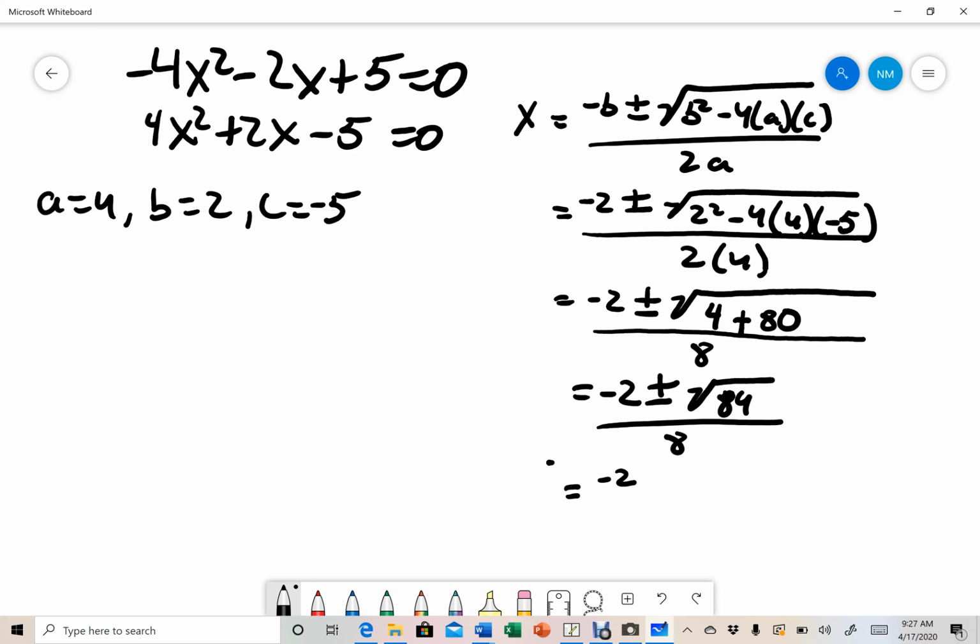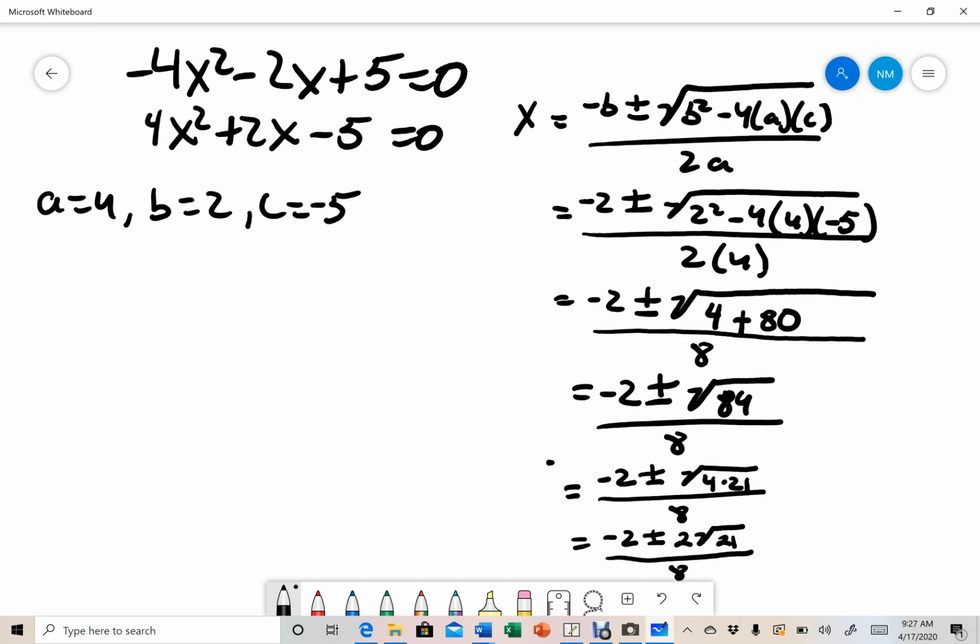Okay, and then 84 does not have a perfect square. So we're going to break this down into, let's see, 4 and 21. Okay, so that one number has a perfect square, one does not. So now I've got negative 2 plus or minus. The square root of 4 is 2, so that comes out. 21 remains in, divided by 8.